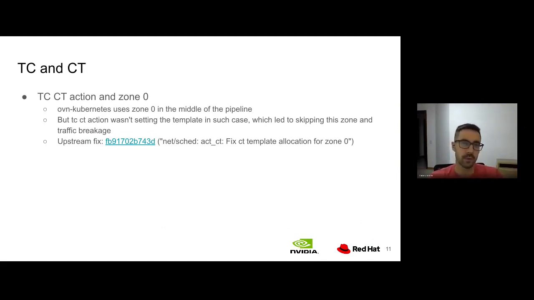It took us a while to notice that the zones were confused, and then to understand why that was happening. It was because the TC CT action wasn't setting the template in such a case. So OVS was asking for it to go back to zone 0, but it wasn't. And debugging the OVS data path is quite hard. This bug would be hard to find on the TC software data path as well, even if we leave the hardware part out, or even with the OVS kernel data path.